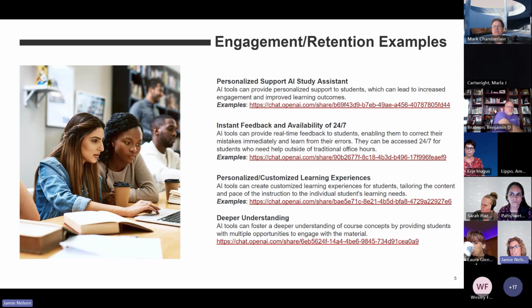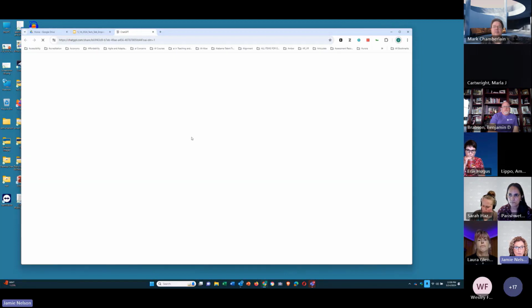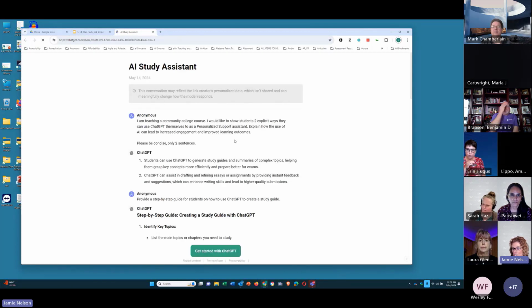So the first one is personalized support and AI study assistant. So basically what we're getting here is students can use these systems to develop personalized study plans. So I'm going to click this link, and it's going to jump us over to the ChatGPT prompt that I plugged in. And here's what I plugged in. I said, I'm teaching a community college course. I would like to show students two explicit ways they can use ChatGPT themselves as a personalized study assistant. Explain how the use of AI can lead to increased engagement and improved learning outcomes. And I said, be concise, because ChatGPT can be wordy.